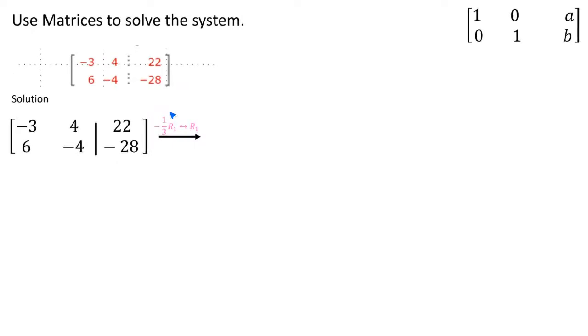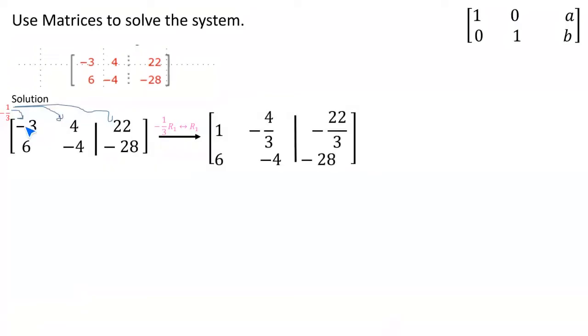Okay. So here we don't have a 1 at all, so we need to make this first number a 1. So to make it a 1, you can multiply by its reciprocal, which is going to be negative 1/3 times the first row. Put your answer back in the first row. So negative 1/3 times negative 3 is 1. Negative 1/3 times 4 is negative 4/3. And negative 1/3 times 22 is negative 22/3.